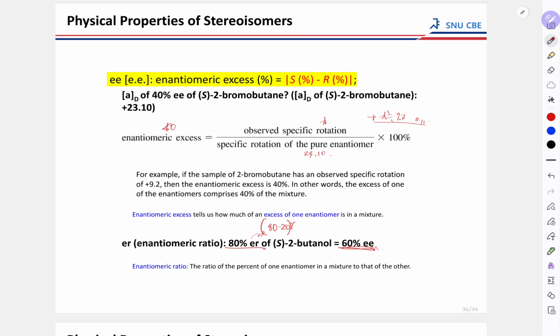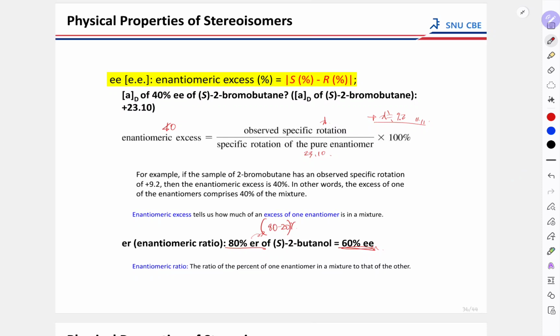You have the rotation value of 40% EE of S-2-bromobutane, that is 23.1. And then you can think about the specific rotation. So you can take a look at this equation. The enantiomeric excess can be defined as the observed specific rotation divided by the specific rotation of the pure enantiomer. If you take the percentage of that value, it becomes the enantiomeric excess.